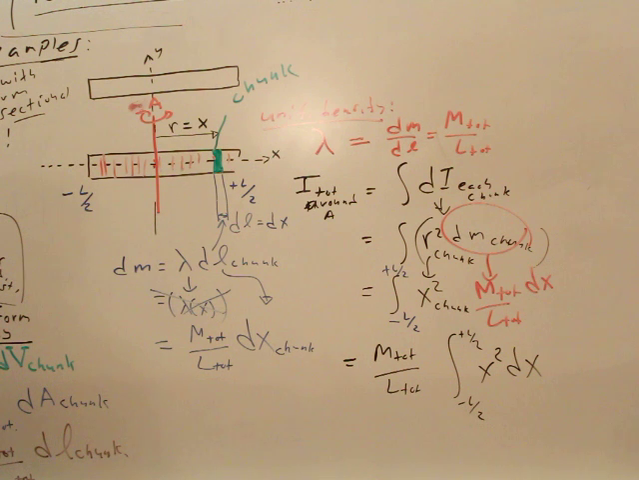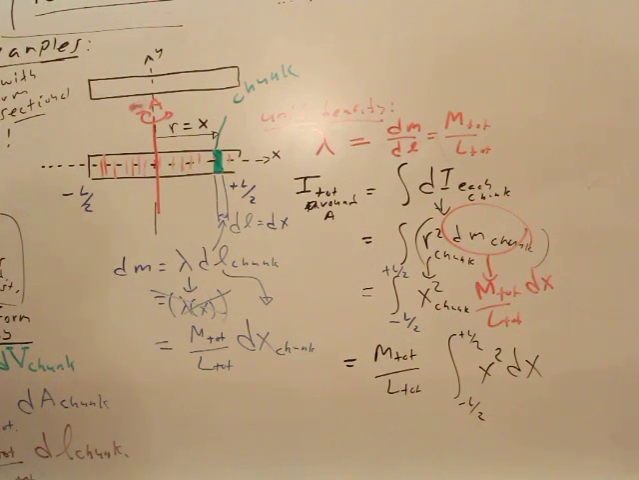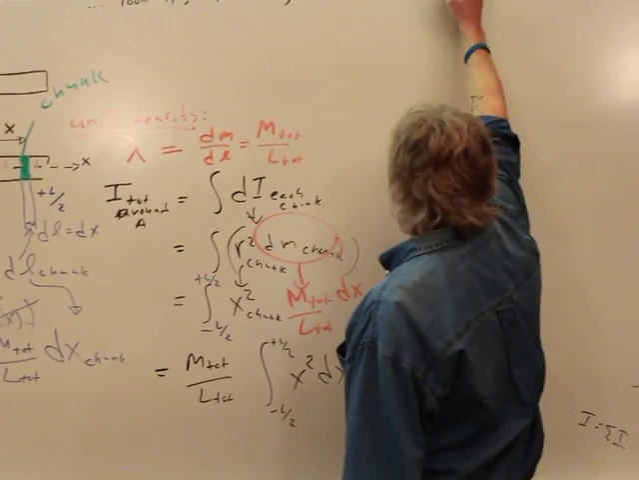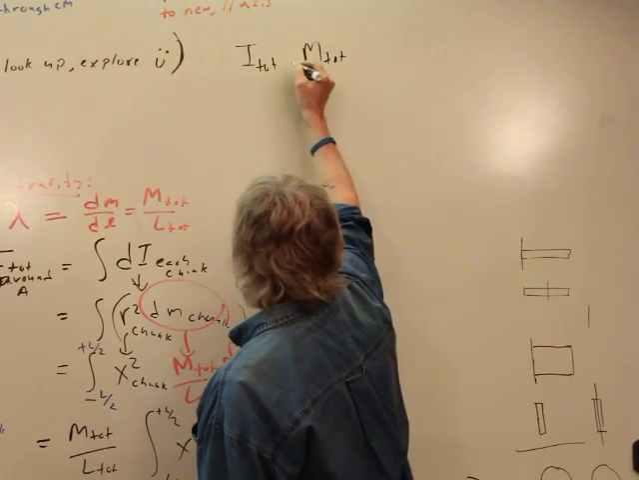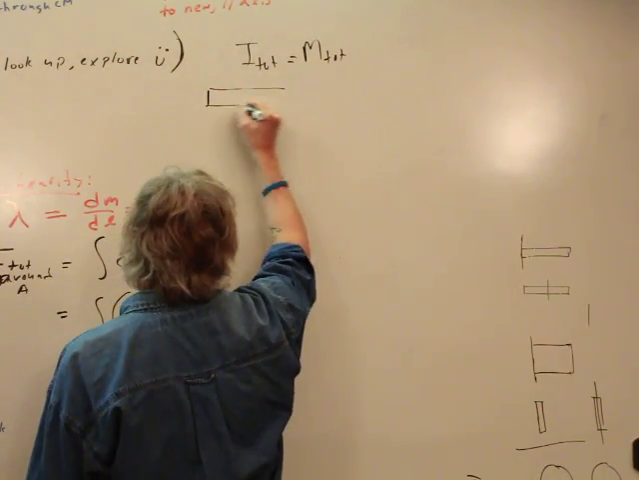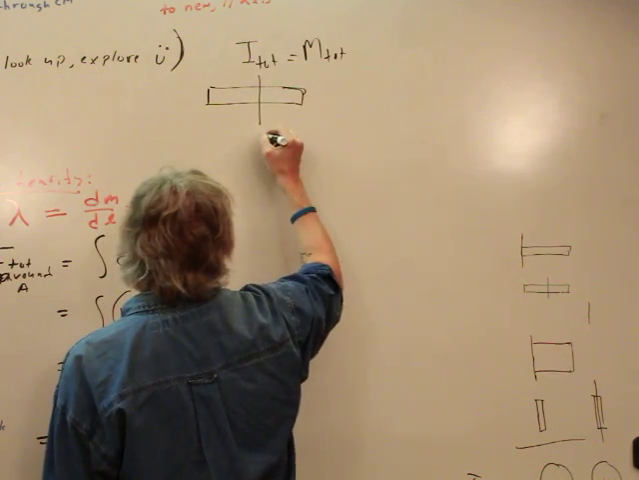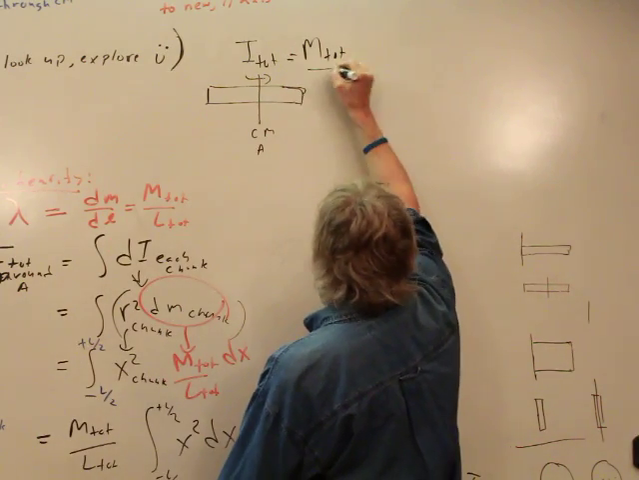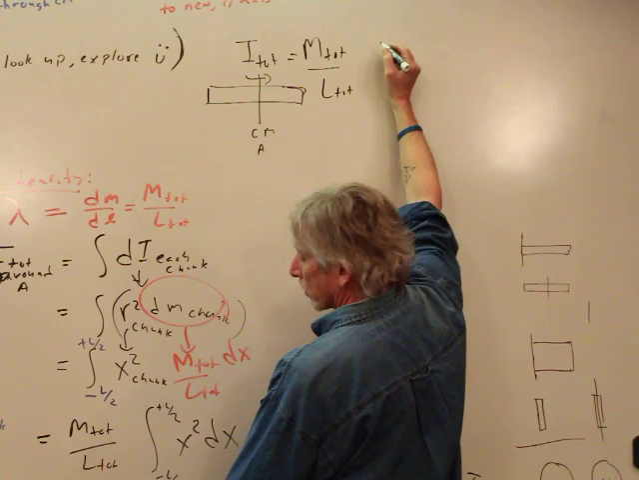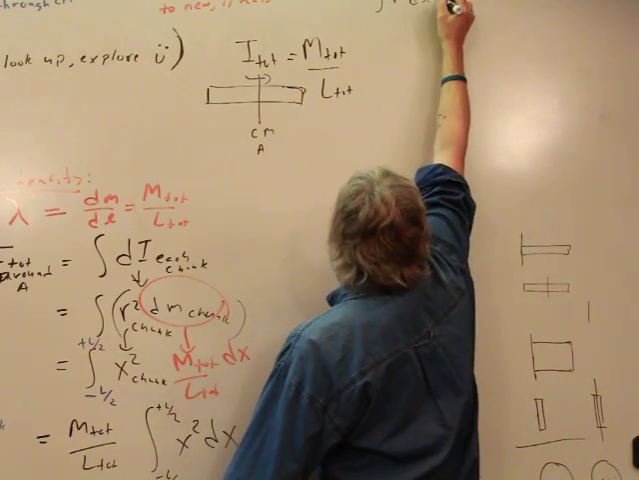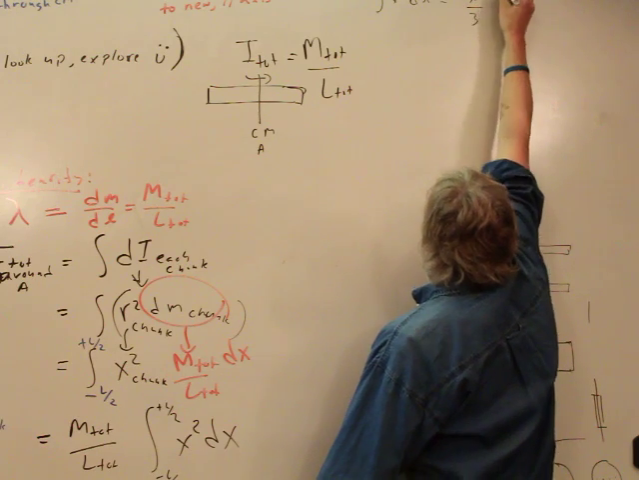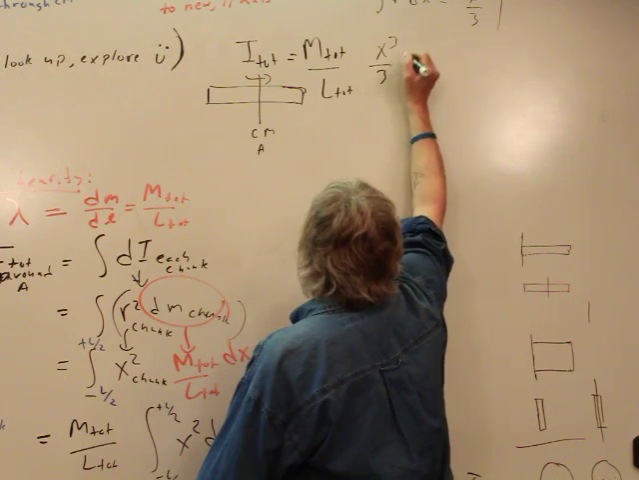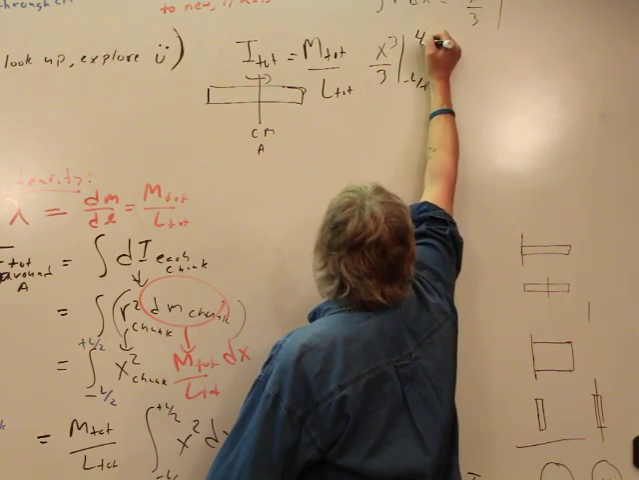Pause, do it, and then come back. You back? Okay. You did it? So what'd you get? I total for this case, and you might want to just remind yourself that this is a special case, right? Through the center of mass, axis A, whatever. Mass total over L total. The integral of x squared dx is x cubed over 3 from the limits of integration. So that would be x cubed over 3 from negative L over 2 to L over 2.